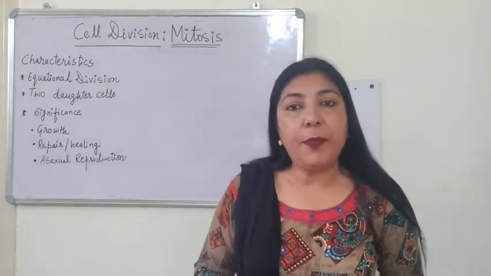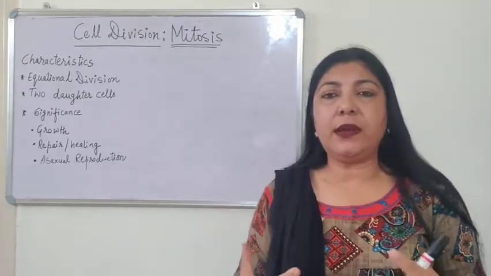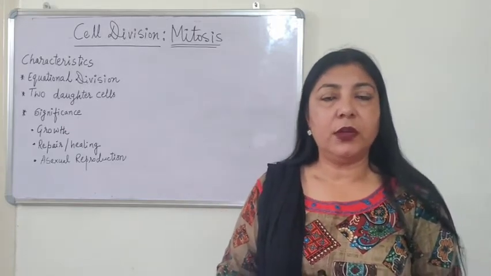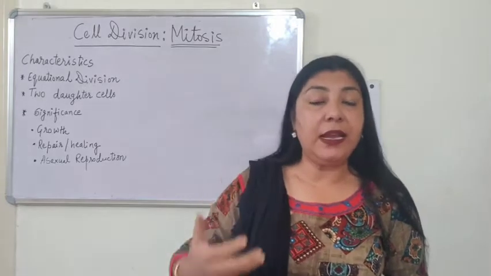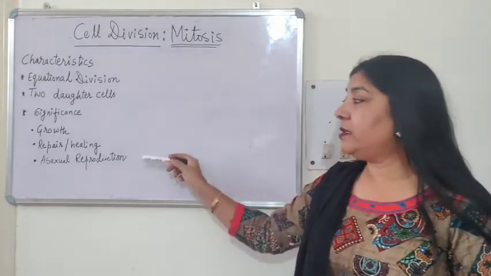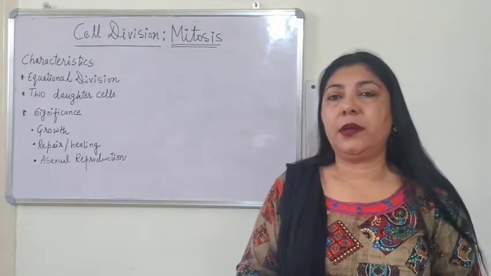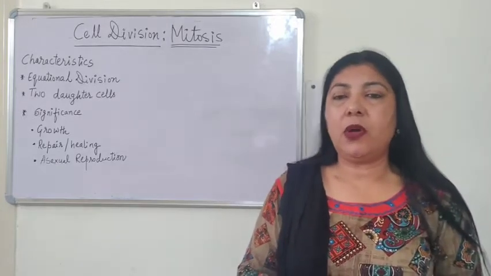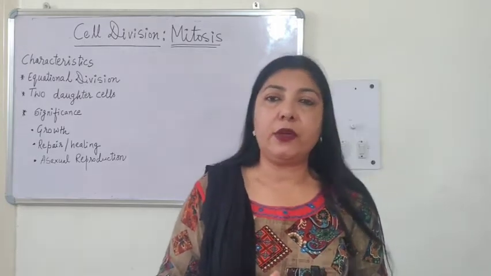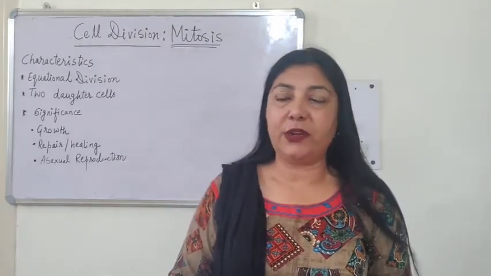Second, repair or healing. Every day there is so much wear and tear shown by the different cells in the body of any organism. That repairing, that healing, is also done by mitosis. And third is asexual reproduction. All asexual reproduction, be it in a unicellular organism or a multicellular organism, is because of mitosis. So these were the characteristics of the process of mitosis.